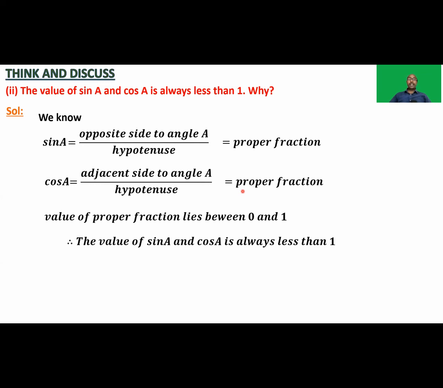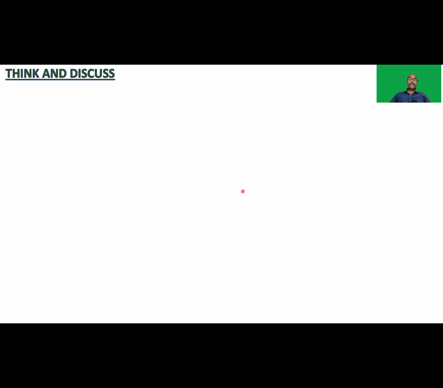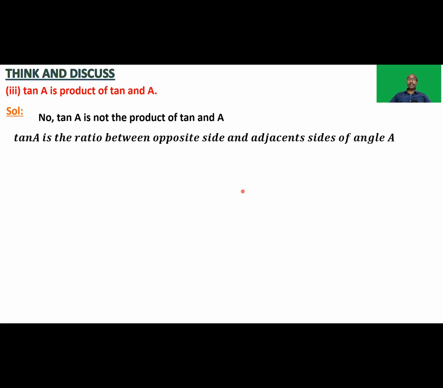So let us see the next one. Tan A is the product of tan and A. Is it right? No. Tan A is not the product of tan and A. Tan A is the ratio between the opposite side and adjacent side with respect to angle A. Okay.